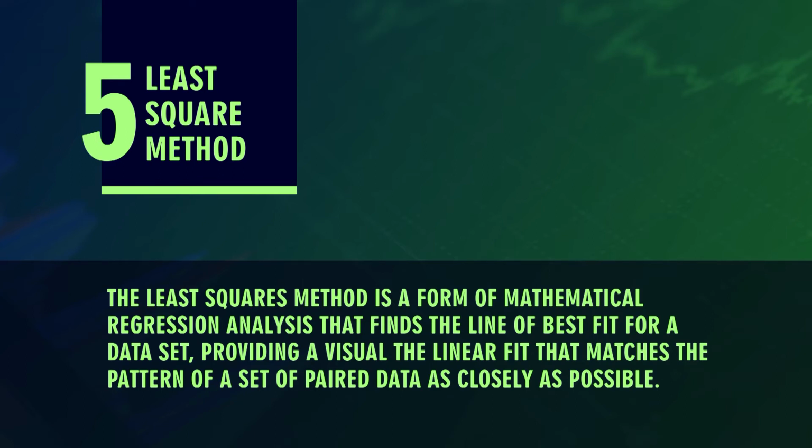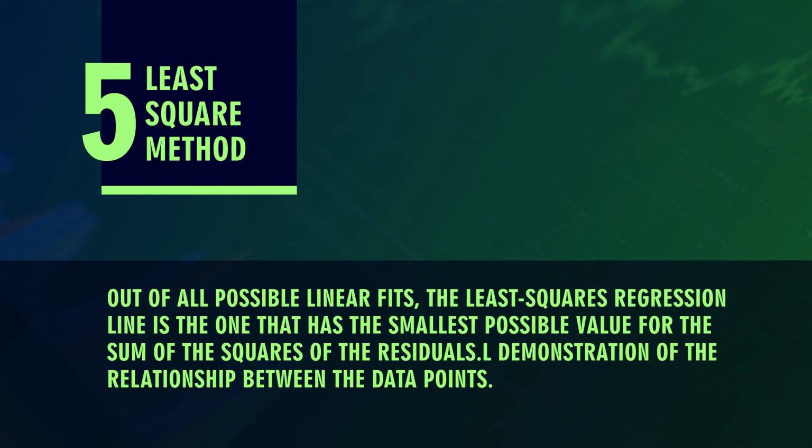So the least square method is a form of mathematical regression analysis that finds the line of best fit for a data set, providing a visual way of doing the thing. So the linear fit that matches the pattern of a set of paired data as closely as possible, and out of all possible linear fits, the least square regression line is the one that has the smallest possible value for the sum of the squares of the residuals. And demonstration of the relationship between the data points is very important.